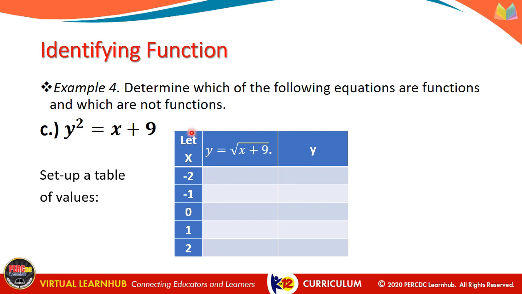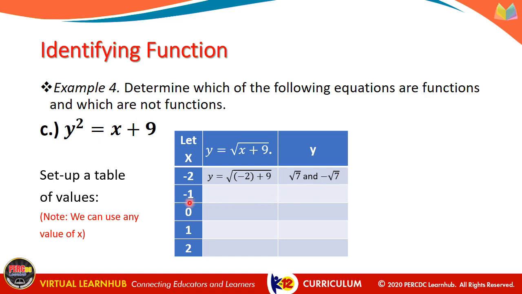Okay, let x be equal to negative 2 to positive 2. Again, you may use any value of x. You can change this if you want, but let's stick to the x values negative 2 to positive 2. Substituting negative 2 to x will give us y equals square root of negative 2 plus 9, which is equal to square root of 7 and negative square root of 7. Okay? We should remember that the answer for a square root yields two answers, positive and negative.